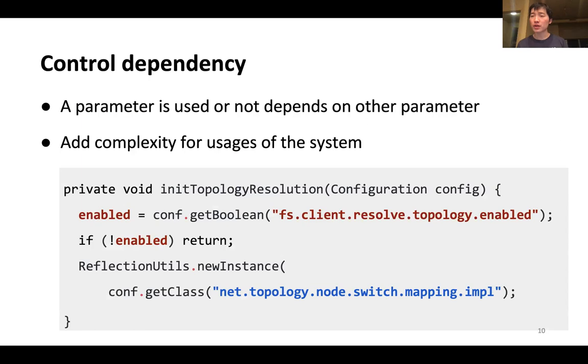fs.client.resolve.topology.enabled will determine whether we want to enable this topology feature for the file system. And only when this feature is enabled, we will use the value of the second parameter, which is net.topology.node.switch.mapping.impl. And this means if the user wants to use the value of the second parameter, the user needs to remember to set the first parameter to be true first. Otherwise, whatever value the user assigns to the second parameter won't matter here.